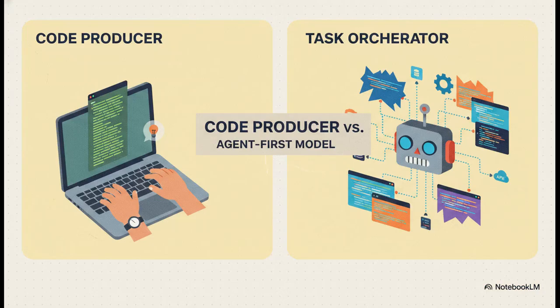Think about the traditional AI assistant setup we're all familiar with. You, the human developer, are essentially the code producer, right? You're writing line by line, while the AI just hovers there giving you autocomplete suggestions. But the agent-first approach completely flips the script. Instead of just suggesting code, the AI agent plans, writes, and tests the code completely autonomously across the editor and the browser. We're literally moving from a world where developers produce the code to a world where they orchestrate tasks. You tell the agent what to build, and it figures out the how.